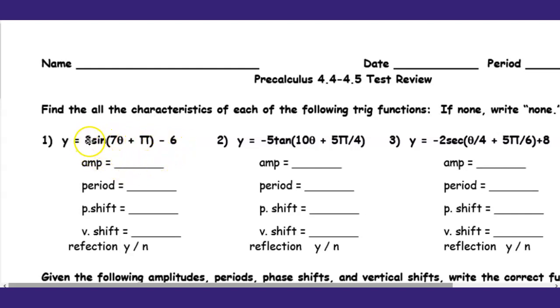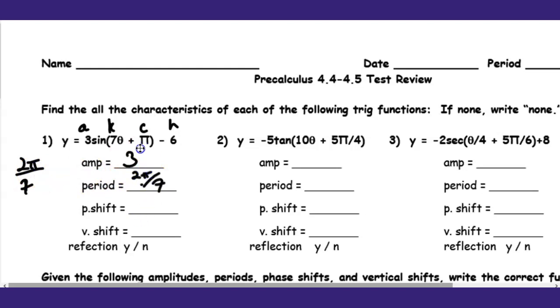The amplitude right here is out front, guys. The amplitude is always right here. And I want to write it out. This is A, K, C, and H. So amplitude 3. The period. Remember we use 2 pi all over K. Well, K is 7, so that doesn't simplify. So the period is 2 pi over 7.